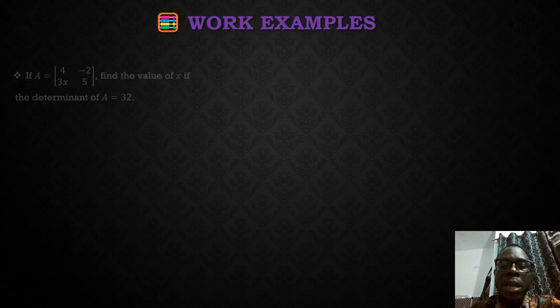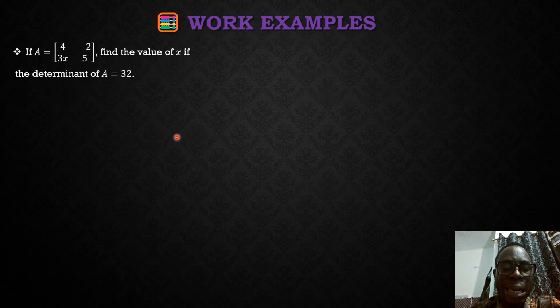Now, let's continue with another unique example to expand the understanding. We have A equal to the matrix of the form 4, negative 2, 3x, and 5. We are supposed to find the value of x if the determinant of A is 32.